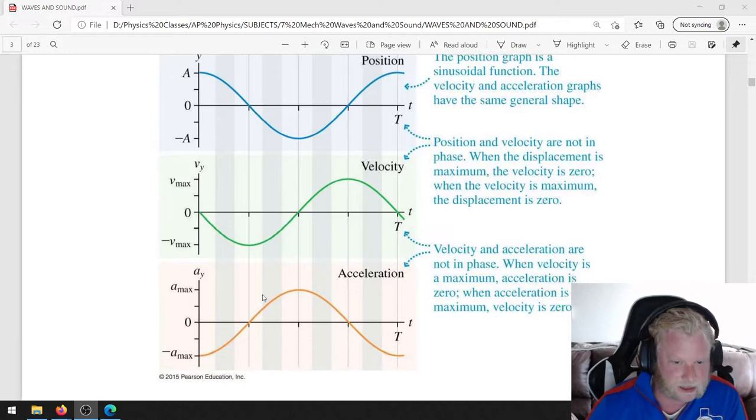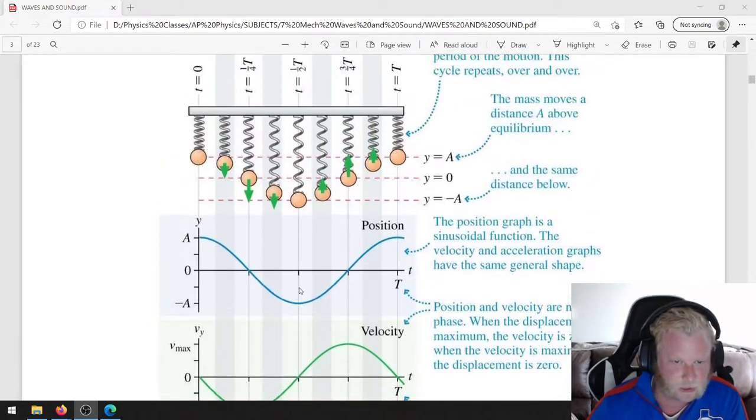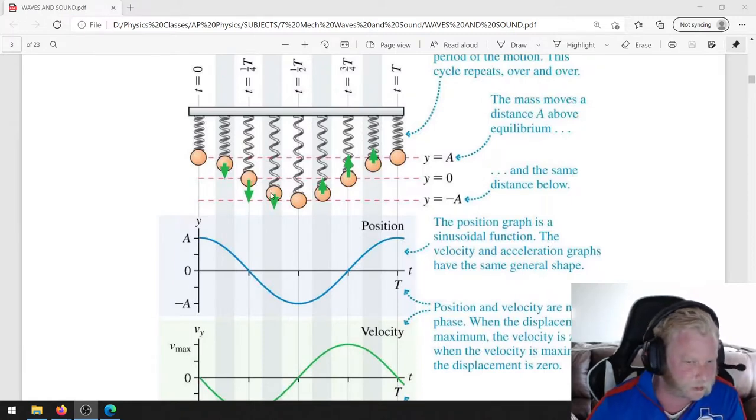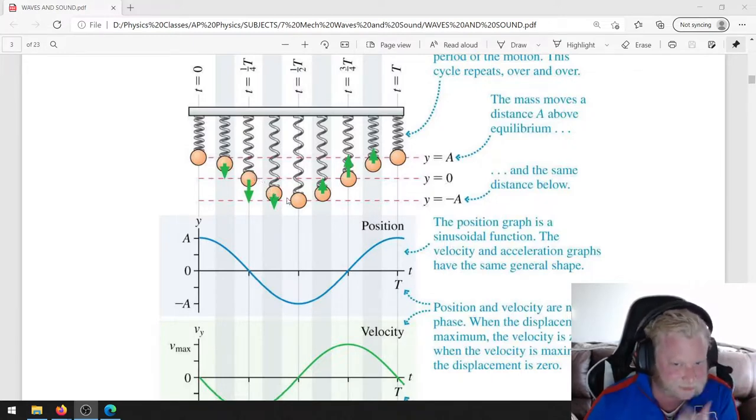Now, after it passes equilibrium, your acceleration is positive. Well, why is that? Once it passes equilibrium, the spring is going to start to pull on the mass again, which is going to slow it down, right? Meaning that the acceleration is directed in the positive, right? If it's moving in the negative and slowing down, you have positive acceleration.